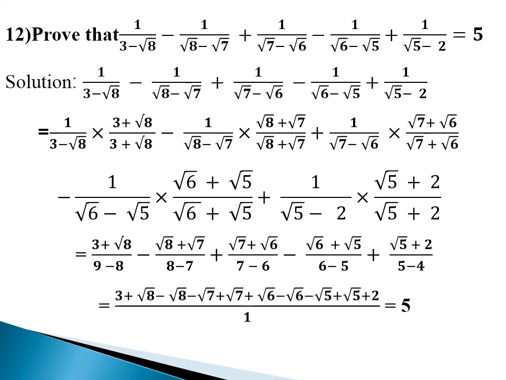So after the simplification you can see that all the denominators are having 1 only. So just apply the minus sign to the numerator correctly and simplify. You will get the answer 3 plus 2 only, all the other terms will get cancelled: plus root 8 minus root 8 minus root 7 plus root 7 plus root 6 minus root 6 minus root 5 plus root 5. So what are the remaining terms? 3 plus 2 equal to 5.